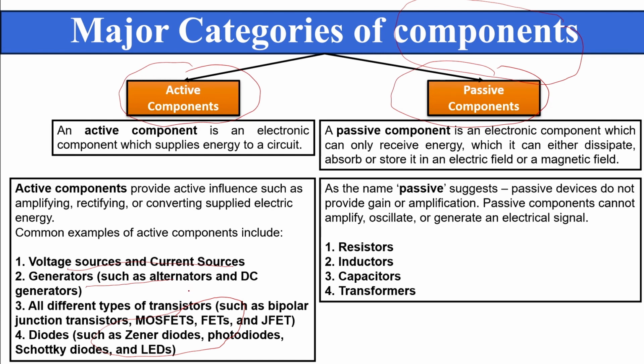But passive components are components which can only receive energy. And how do they receive energy? They either dissipate energy, absorb energy, or store energy in the electric or magnetic field. As the name passive suggests, passive devices do not provide gain or amplification. Passive components cannot be used to amplify, oscillate, or generate electrical signals. Resistors, inductors, capacitors, and transformers are examples of passive components.